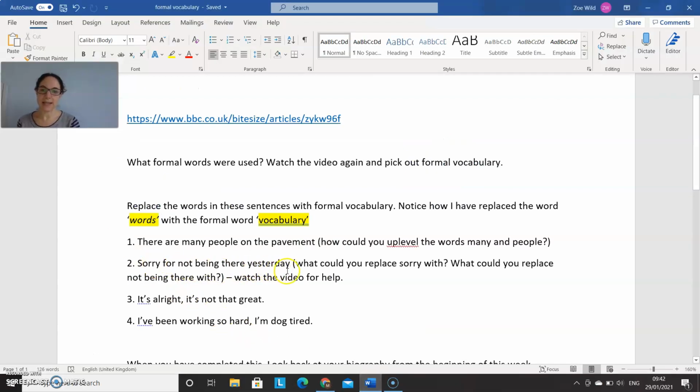So what else have we got? Sorry for not being there yesterday. Instead of sorry, perhaps you could have my apologies, something like that. Not being there. What do we say at school when someone's not in school? We say they're absent. So think about that. Or you might have another word in mind. You might replace the whole sentence with something more formal.